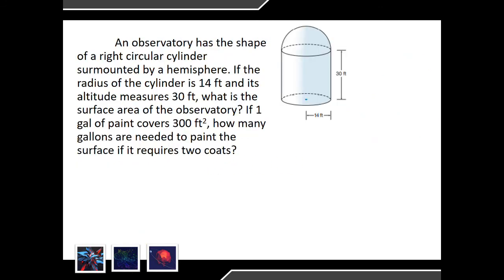Here, an observatory has the shape of a right circular cylinder surmounted by a hemisphere. So, cylinder daw tayo. Tapos, meron tayong half of the sphere or what we call hemisphere. If the radius daw of this cylinder is 14 feet, ito yon, radius niya, 14 feet. Okay? What is the surface area of the observatory? If 1 gallon of paint covers 300 square feet, how many gallons are needed to paint the surface if it requires 2 coats?